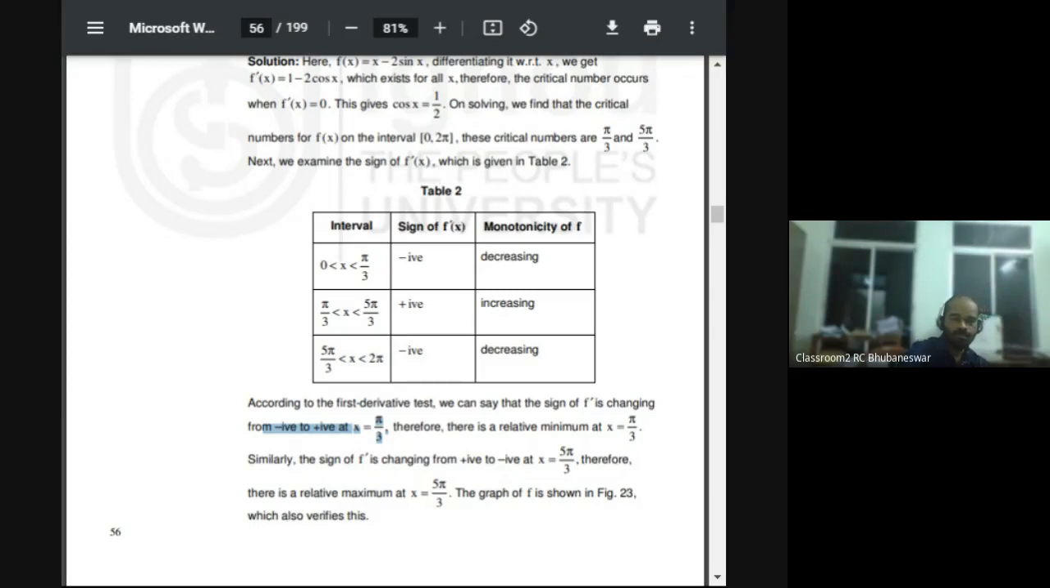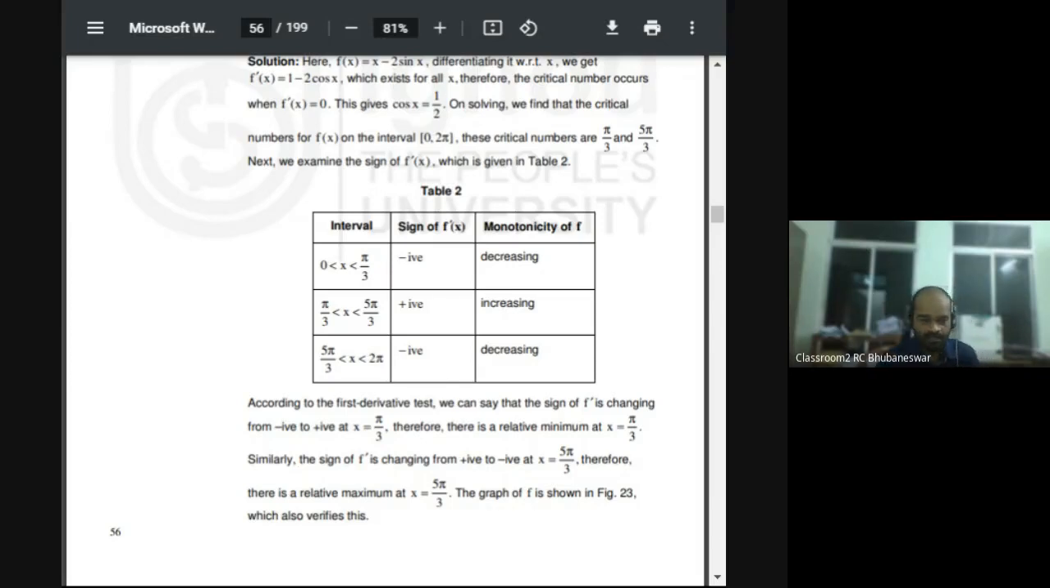To draw the conclusion for the point 5 pi by 3, we have taken another open interval from 5 pi by 3 to 2 pi. Again, we have to follow the same process. We choose any point between this particular interval, and the value of the derivative will be negative. Negative means it is decreasing.